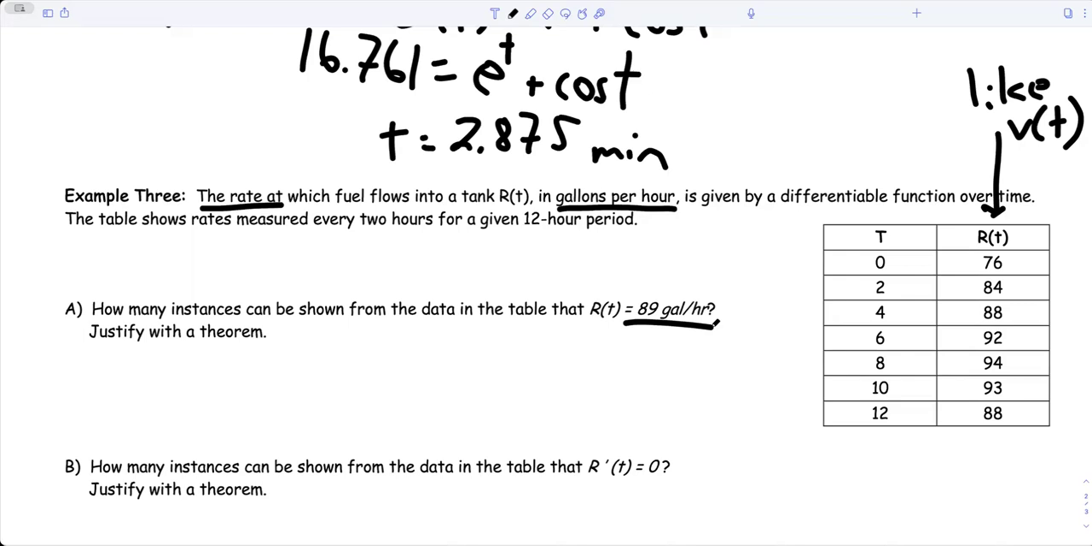Okay, so let me say this. Lots of students lose points because of the justification here. So this is how you justify it. Number one, we don't use pronouns. We don't say "it." Number two, we don't say "the function." Be specific.